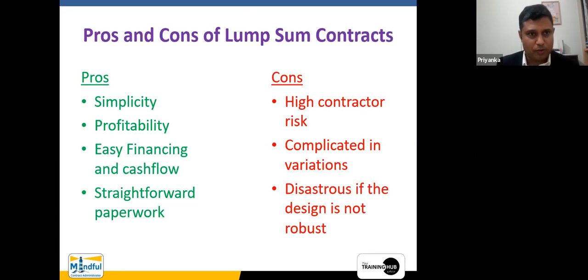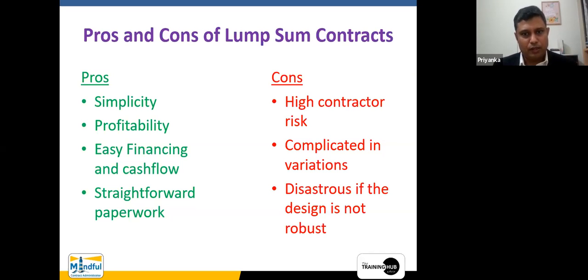Now we are going to talk about the pros and cons of lump sum contracts, right? So pros means the advantages, cons means the disadvantages. I specifically use these colors, green and red. Red means stop, right? Green means go ahead. So if you are seeing something is of advantage to you, you go ahead. If you feel that something is not advantageous to you, you don't go ahead, right?